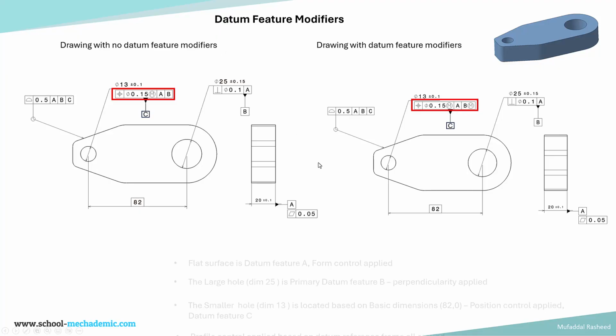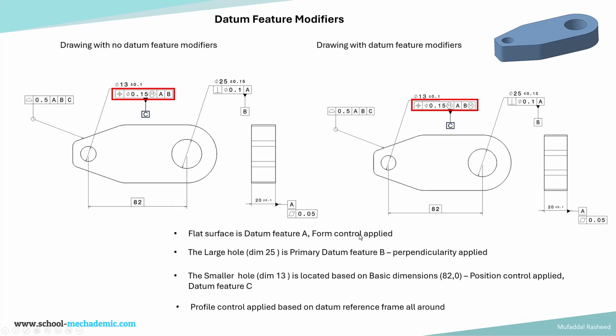So to summarize the interpretation, the flat surface is datum feature A, form control has been applied. The large hole, dimension 25, is the secondary datum feature B, and there is a perpendicularity applied to it which relates its orientation to the primary datum feature A. The smaller hole is the tertiary datum feature, which is located with respect to the secondary datum feature with basic dimensions 82 and 0. 0 is implied because it is at the center, and position control is being applied to that. That is the datum feature C, and profile control is applied with the datum reference frame all round.